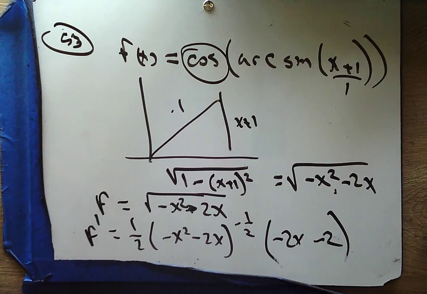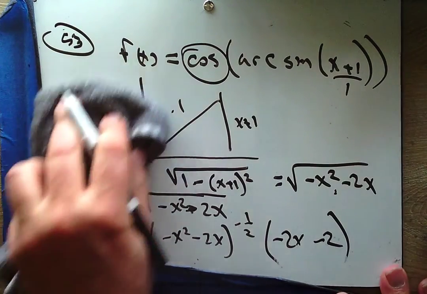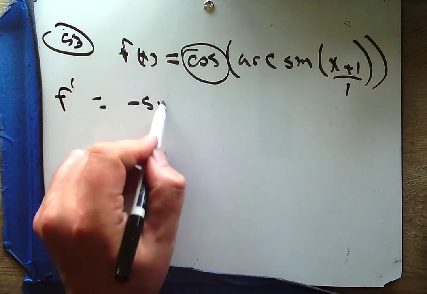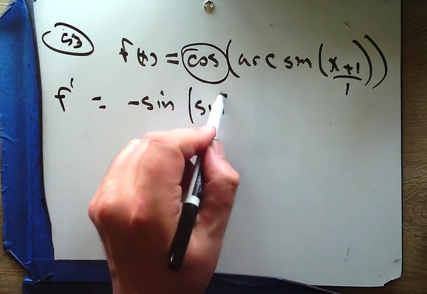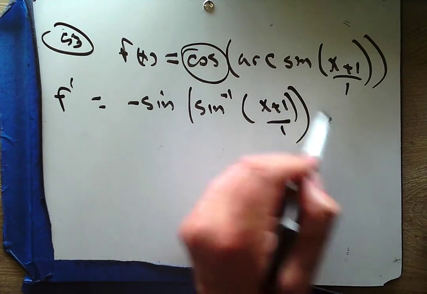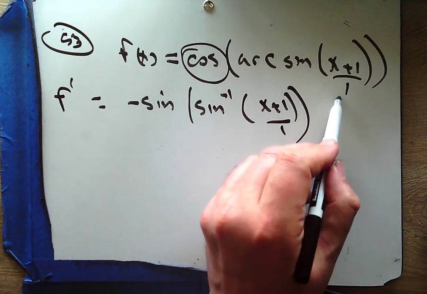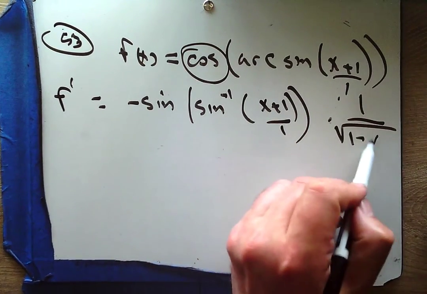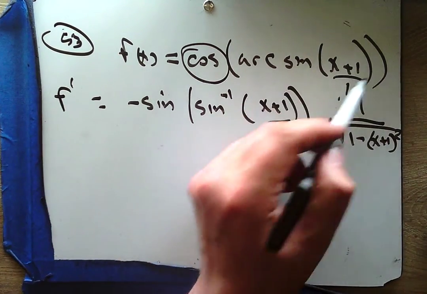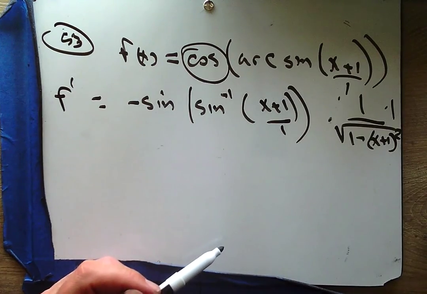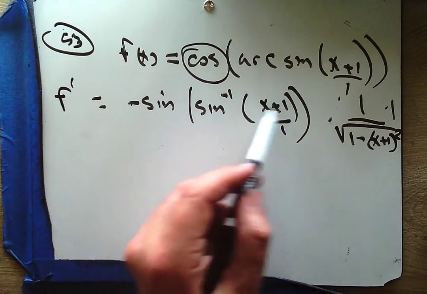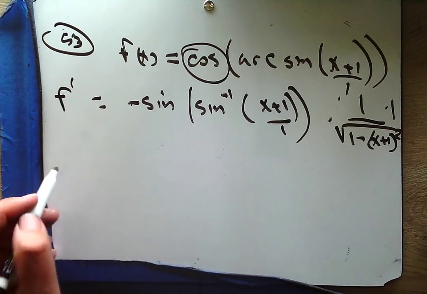All right, so that's one way to think about the problem, but the way most people do this problem: f prime, derivative of cosine is minus sine, times the derivative of inverse sine, which is 1 over square root of 1 minus (x plus 1) squared, times the derivative of x plus 1, which is 1. Okay, and look, this will cancel, and I'll have that negative out in front, and this stuff over that. Yeah, same.